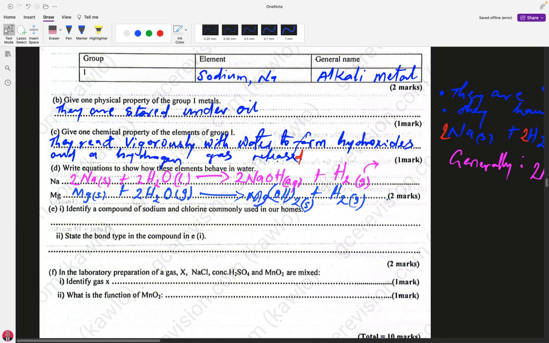Now, identify a compound of sodium and chlorine commonly used in our homes. The common salt or table salt you use at home is what we call sodium chloride in chemistry. That is the common salt we use on our table and for cooking in the kitchen.